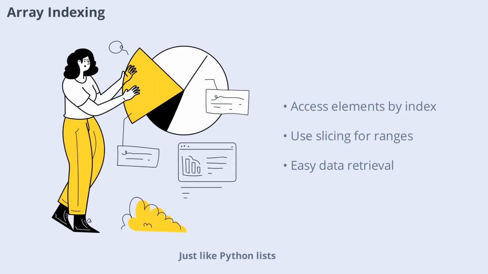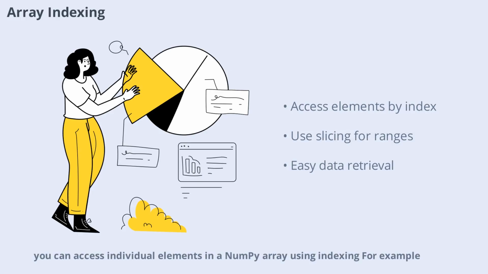Just like Python lists, you can access individual elements in a NumPy array using indexing. For example, arr[0] gives you the first element. You can also use slicing to access a range of elements, such as arr[1:3]. This makes it easy to retrieve and manipulate specific parts of your data.